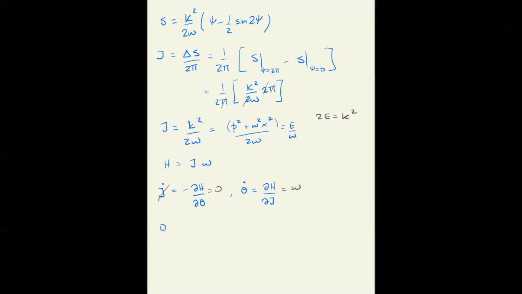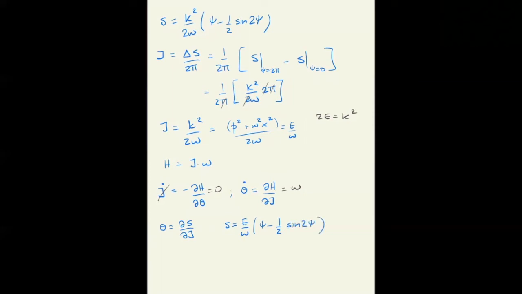And to find theta, we take the derivative of the generating function with respect to the action. Now, considering that the action is equal to k squared over 2 omega times this function of psi, and we saw that k squared is twice the energy, then we can write the generating function as the energy over omega times psi minus half of sine of 2 psi.